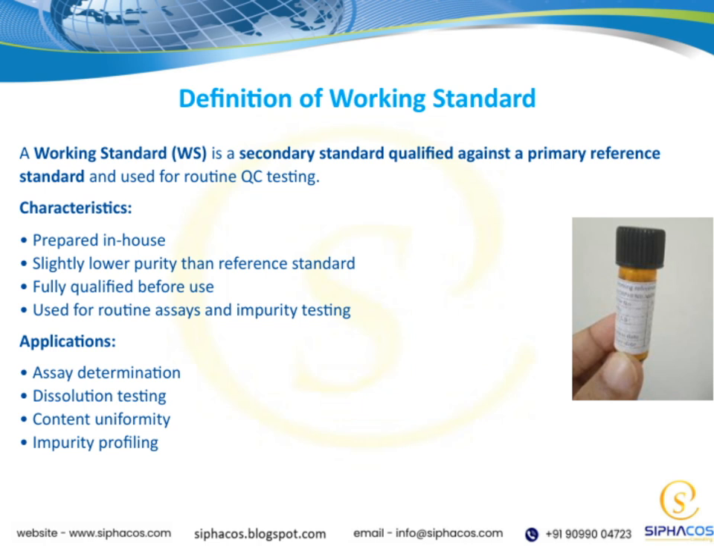of our products efficiently. As for its applications, a WS is used in assay determination to measure active ingredients, in dissolution testing to evaluate how a drug releases, in content uniformity to ensure consistency across doses, and in impurity profiling to identify and quantify contaminants. Overall, understanding the role and proper qualification of a working standard is crucial for maintaining the integrity of our quality control processes, ensuring our products meet the necessary standards consistently.